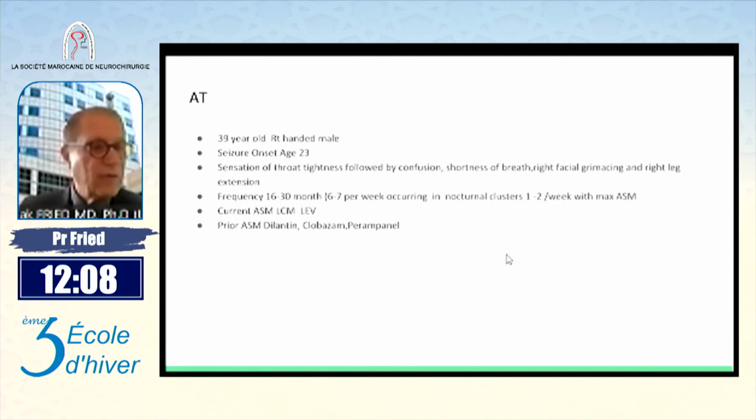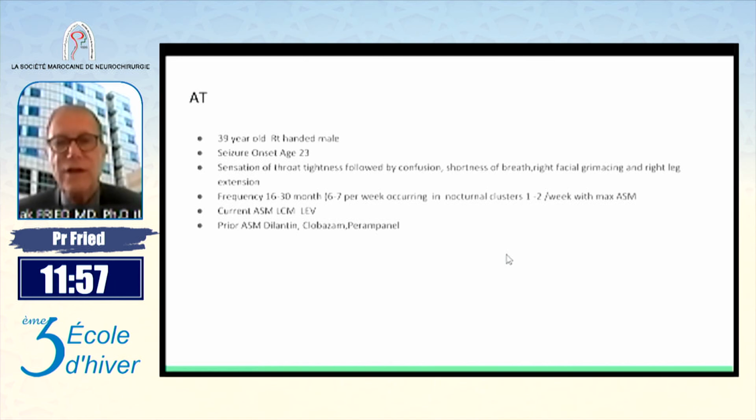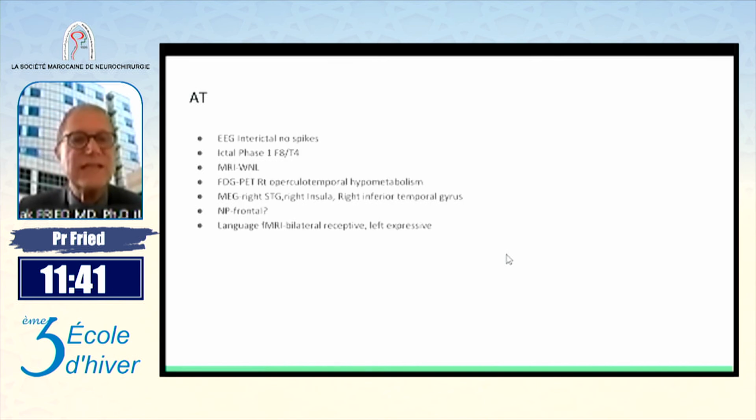So, to conclude with one example: a 39-year-old right-handed male, seizure onset age 23, again a sensation of throat tightness, followed by confusion, shortness of breath, right facial grimacing, right leg extension, with a frequency of 16 to 30 a month. This is a very sick patient. And basically, failed medication. EEG interictal, no spikes. Ictal was F8-T4, which means it's on the right side, frontotemporal, but the MRI is normal.